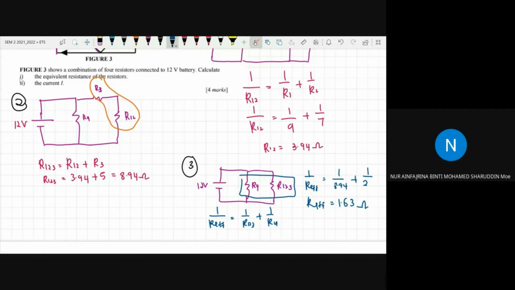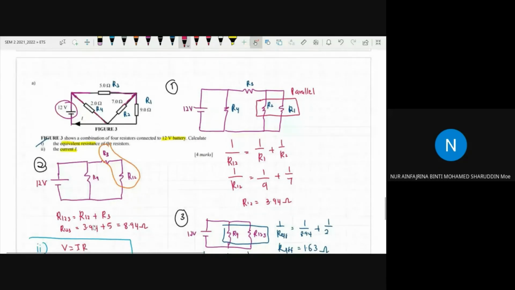We are done with question 1. So dia minta apa? Equivalent resistance. Okay, now the next question, dia minta current. Macam mana kita nak cari current? Anyone? Dia minta current, total current. Macam mana cari total current? Pakai V formula. V equals to IR. Mantap. So V kita tahu 12. Current kita nak cari. Effective resistance kita dah tahu 1.63. Tekan calculator, you will get your current of 7.36 ampere. So that's all untuk question ini.